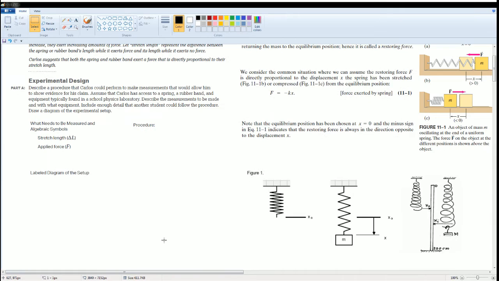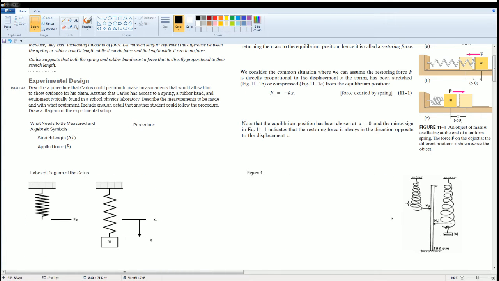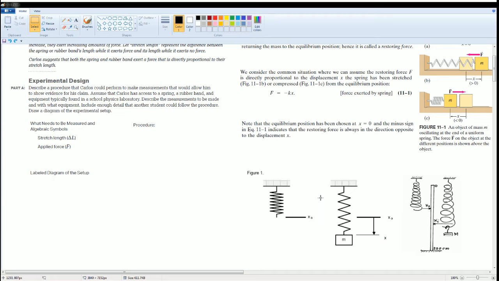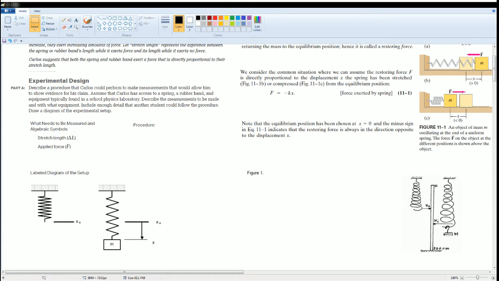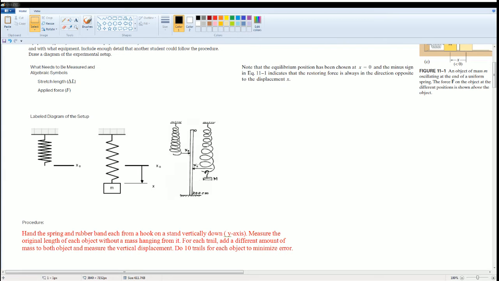So here you're going to design an experiment for this. The best part is I have it already set up. This is how in theory it should look, and on the right is how it will look in your lab. I'm now going to write the procedure. You're going to hang the spring and rubber band, each from a hook, on a stand vertically downward. Measure the original length of each object without having mass hanging from it.